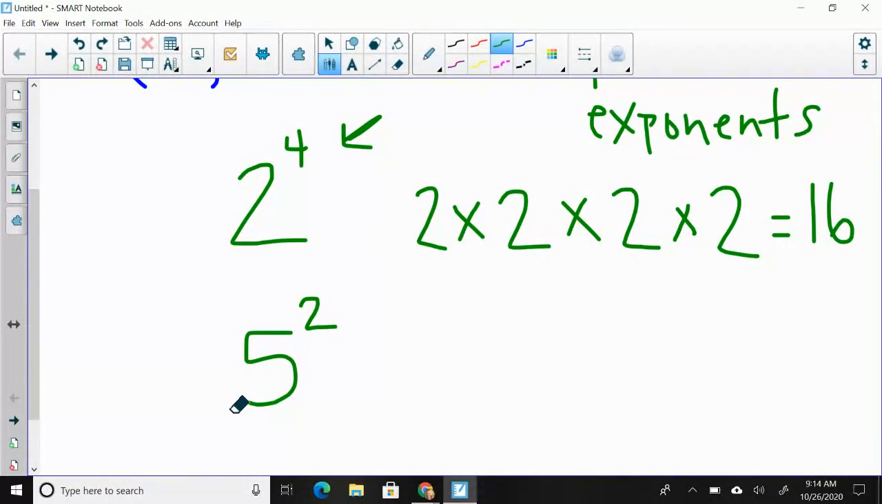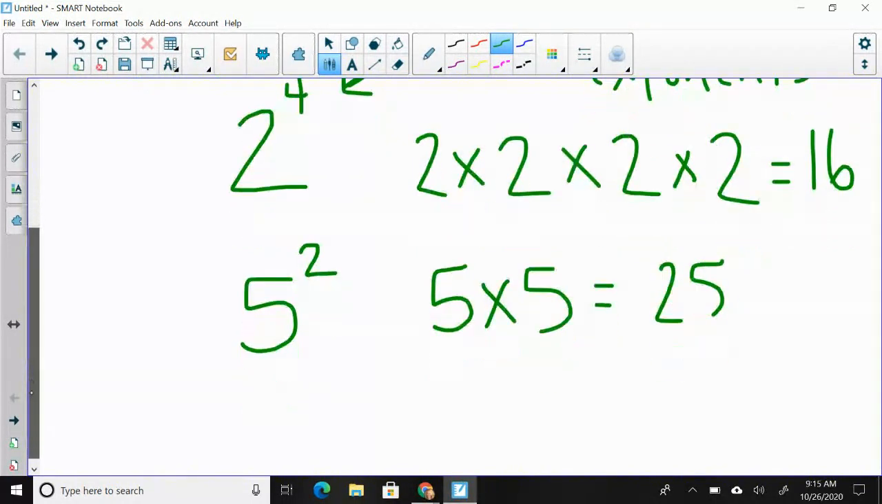If I said 5 to the 2nd power, or if I had that little 2 up there, that does not mean 5 times 2. It means 5 times 5, which would be what, Andrew? 25. So this little exponent right here means that you are multiplying repeatedly. So your number gets really, really big, really, really fast. Okay, so 5 times 5 is 25.